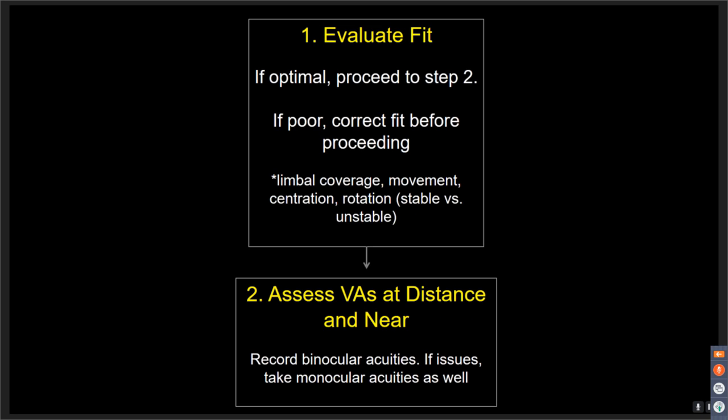So evaluate the fit first. That's number one. If it's optimal, then you go down to two. If it's not, don't go to number two, because you've got to correct the fit first. If it's not fitting properly, if it doesn't have good limbal coverage, if it's not central, if it's a toric lens and it's rotating, that won't work. If it's a toric lens and the patient comes in and says it's good one minute and bad the next, well, you know that lens is torquing with blinking, and that's not going to work. So you have to stabilize that lens.